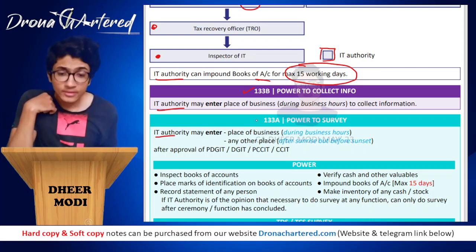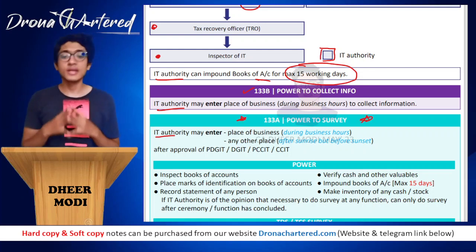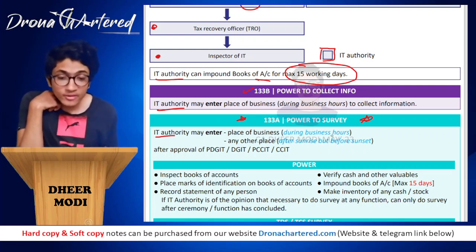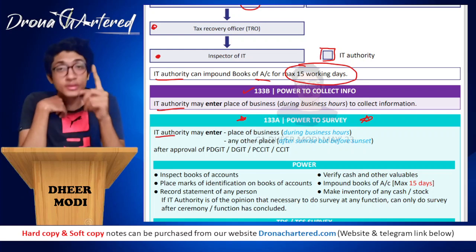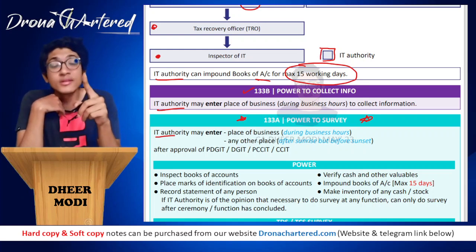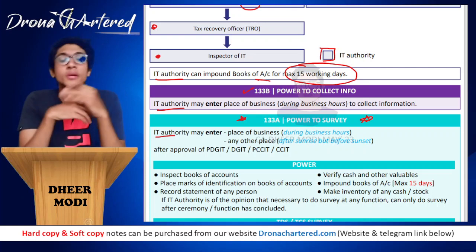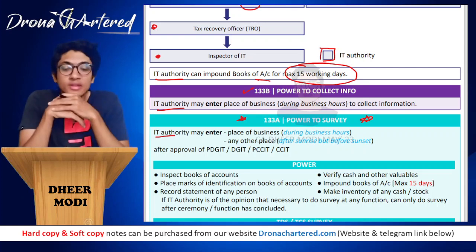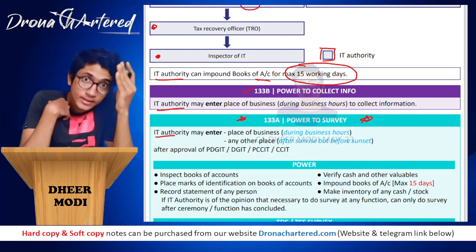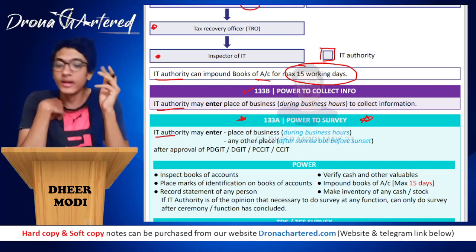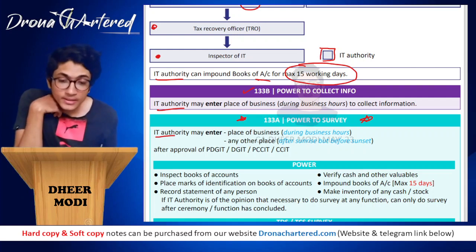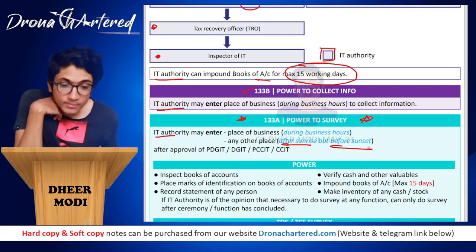IT authority, this is a very important section. Please remember, that is your section 133A, that is your power to survey. Your income tax authority may enter any place of business during business hours. Place of business, if you are entering, it can only be done during business hours. If, for example, it is a call center that works from night 12 to morning 7 a.m., then the income tax authority can only enter between 12 to 7 because those are the business hours. And if it is any other place, it has to be done after sunrise but before sunset.